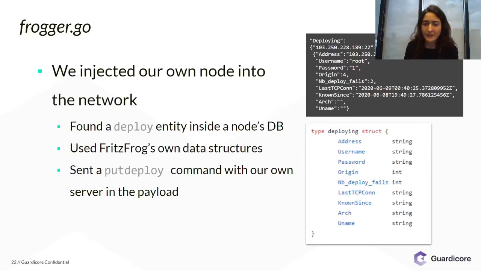We took this data structure and integrated it into our code. Of course, we replaced all the members with our own machine details. And eventually, we sent a put deploy command to one of the frogs with our own server in the payload. And this was actually one of the most exciting moments of the research because just seconds or minutes after we did that, I saw the malware process running on our SSH VM, which meant the process was successful and we managed to inject ourselves into the network.